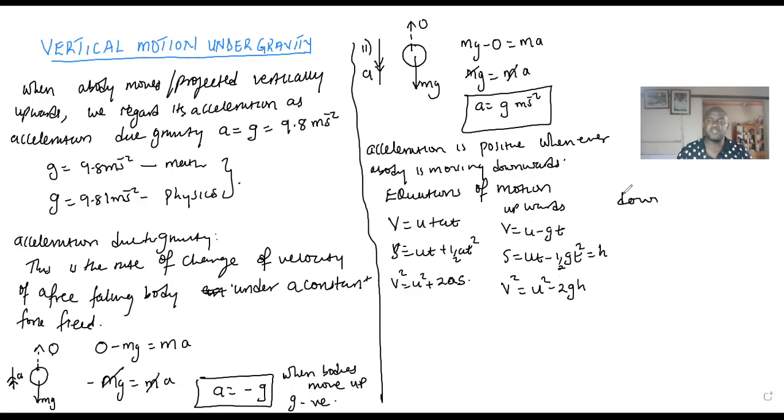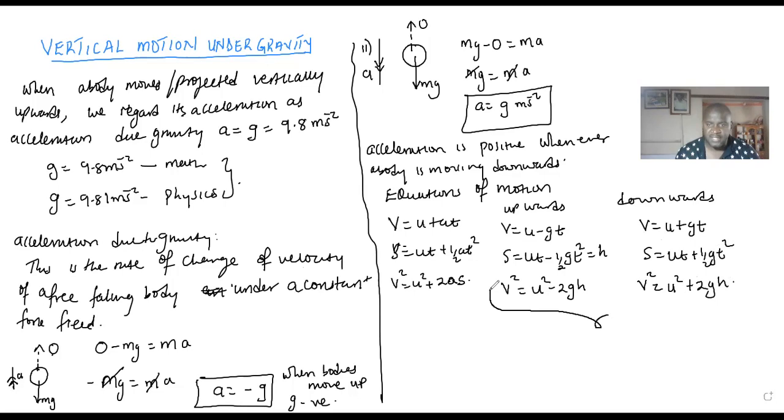Then for downward motion, v is going to be equal to u plus gt. s is going to be equal to ut plus a half gt squared. Then v squared is going to be equal to u squared plus 2gh. So these are the basic equations that we require in this section of vertical motion under gravity. So one will know when the body is moving up, what equations do we use, and when the body is moving down, what equations are expected to be used.